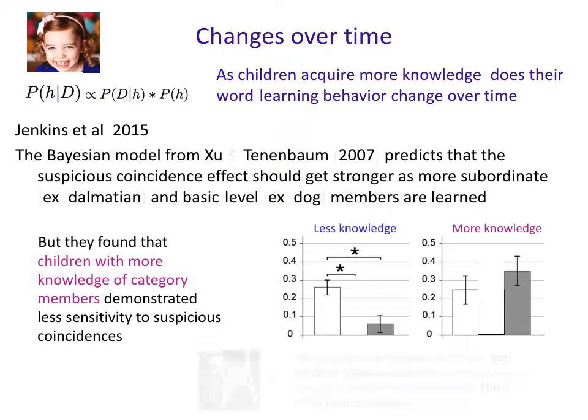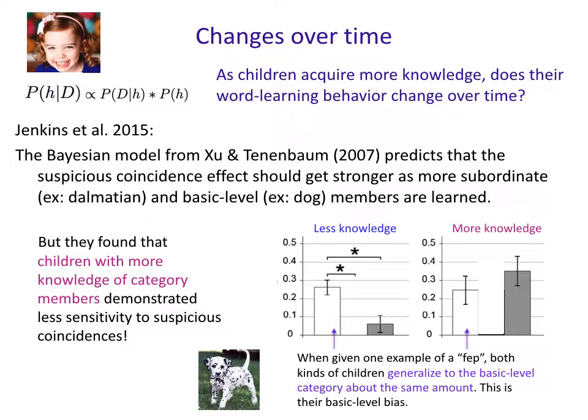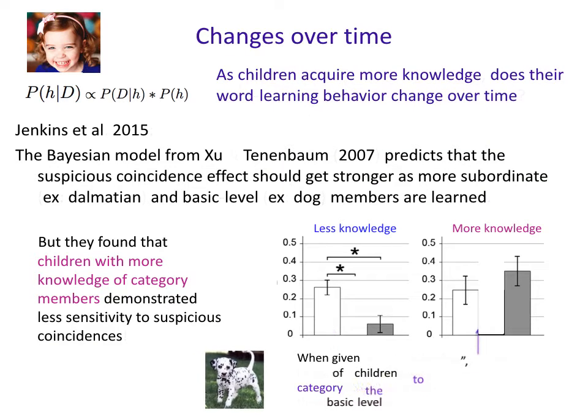So when these kids are given one example of a FEP, right? And I say, here's this, it's a FEP, then both of these kids generalize to the basic level category about the same amount of time. The y-axis is how often you think this refers to a dog rather than just a Dalmatian, and it's like 25% or something. Fine. This is their basic level bias.